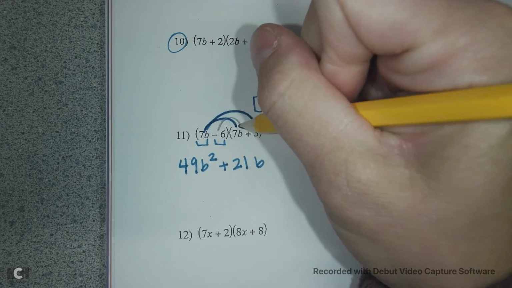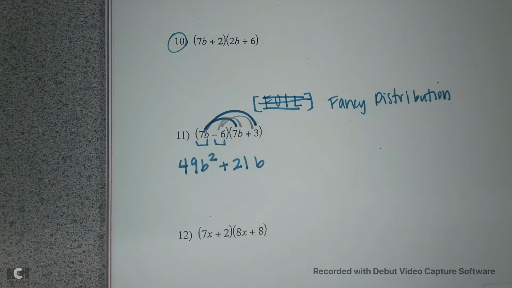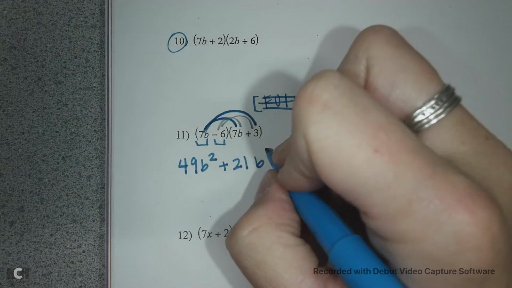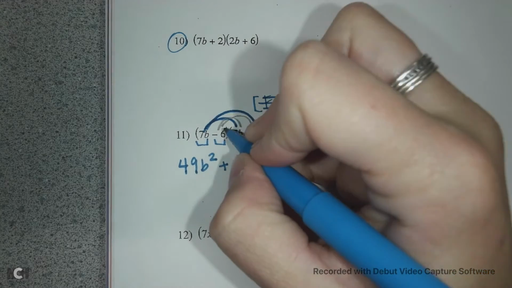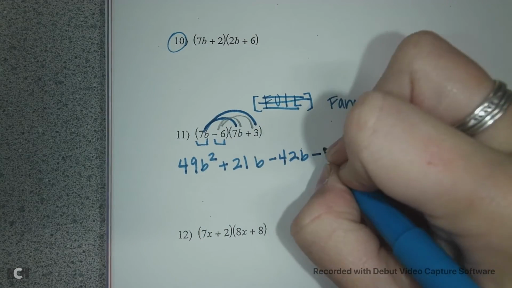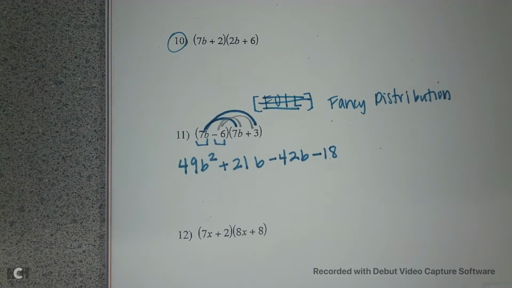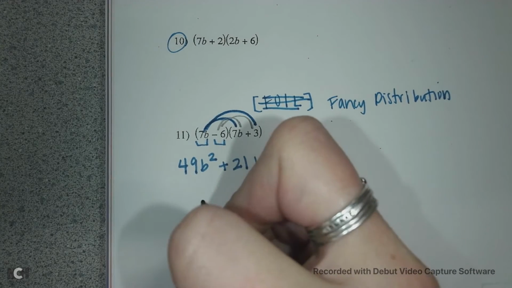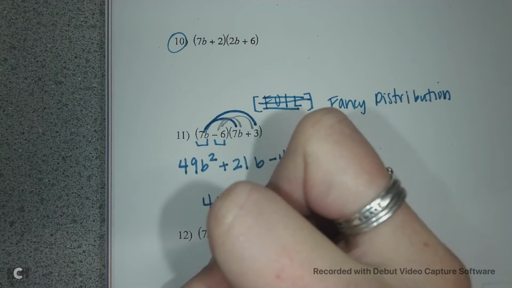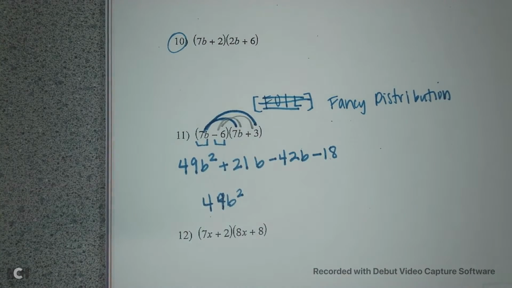Now we have to distribute this negative 6. So it's going to go to the 7b and to the 3. So negative 6 times 7 is negative 42, and there's a b there. And negative 6 times negative 3 is negative 18. Now we have to check for like terms. Well, I don't have another like with my b squared, so he just gets to go sit in the front.